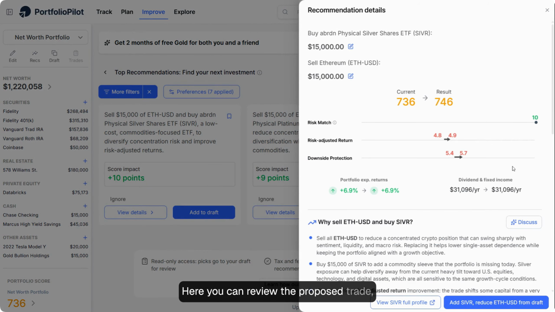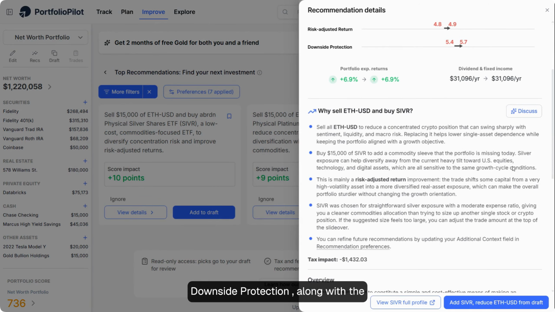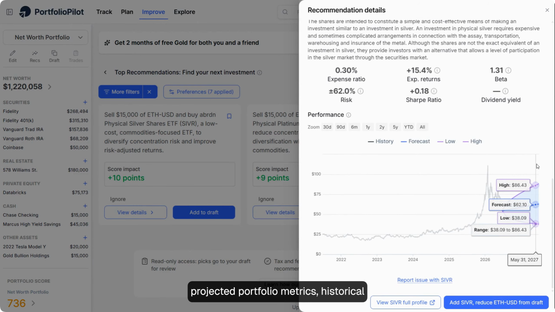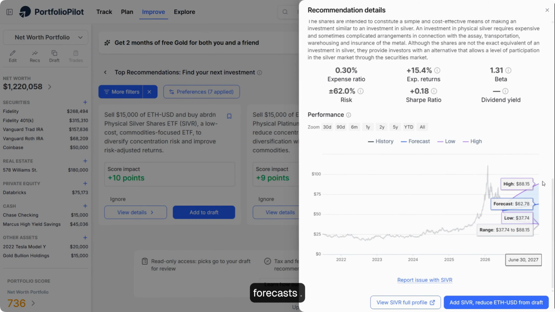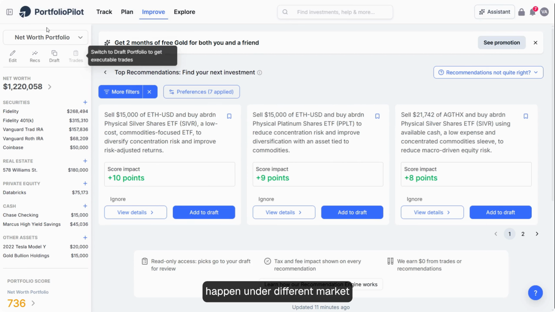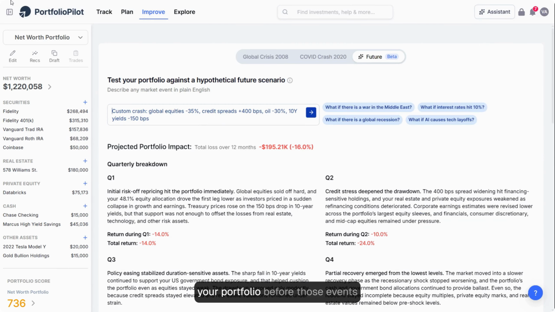Here you can review the proposed trade, its expected impact on your portfolio score, risk-adjusted return, and downside protection, along with the reasoning behind the recommendation, projected portfolio metrics, historical performance, and forward-looking forecasts. The goal isn't just to show what could happen under different market conditions. It's to help you understand what changes may improve your portfolio before those events occur.